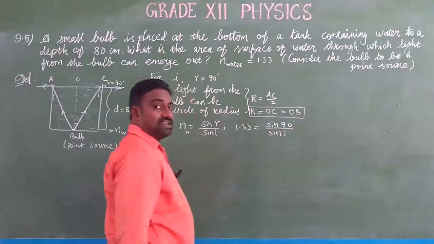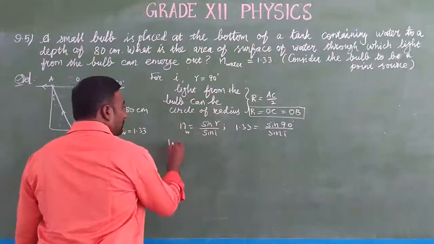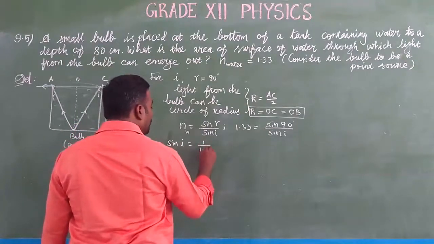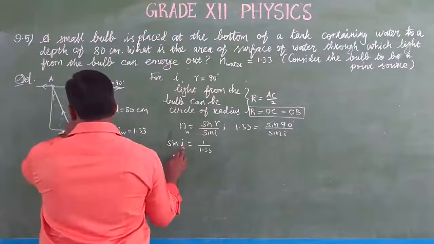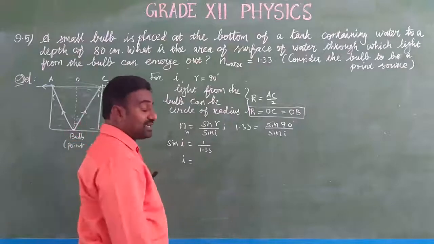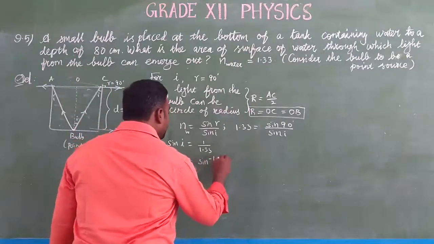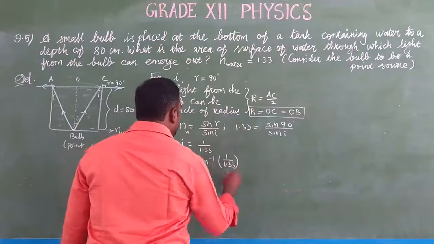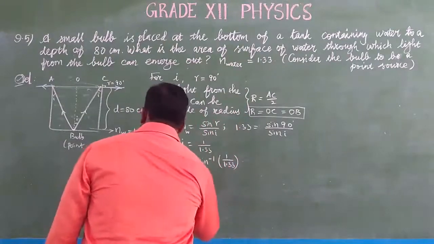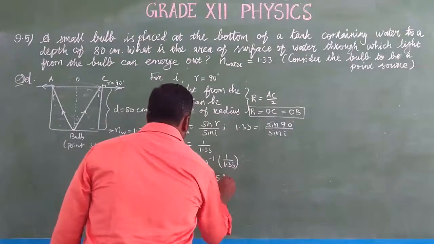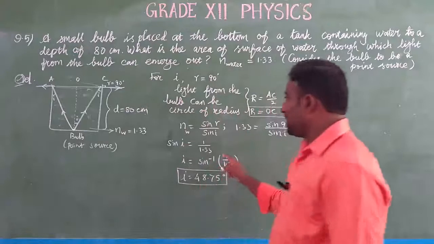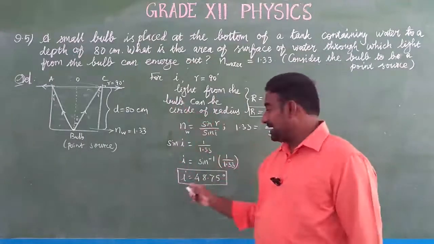So what is the value of sin 90 degree? It is 1. Therefore, sin i is equal to 1 by 1.33. We want to find the angle of incidence, so the angle of incidence i is equal to, the sin you are transferring to the right hand side becomes sine inverse, sine inverse of 1 by 1.33. What is the value of sine inverse of 1 by 1.33? That is equal to 48.75. So the angle of incidence also we found, and the angle of refraction is 90 degree from the figure.